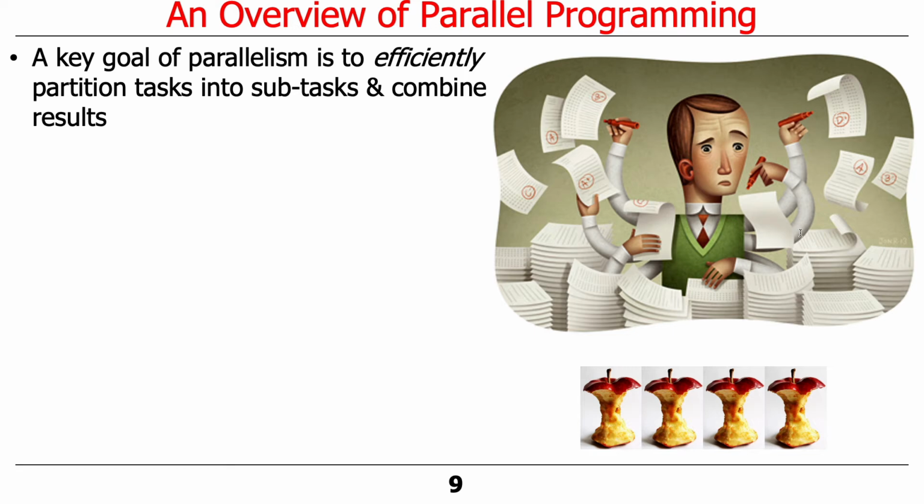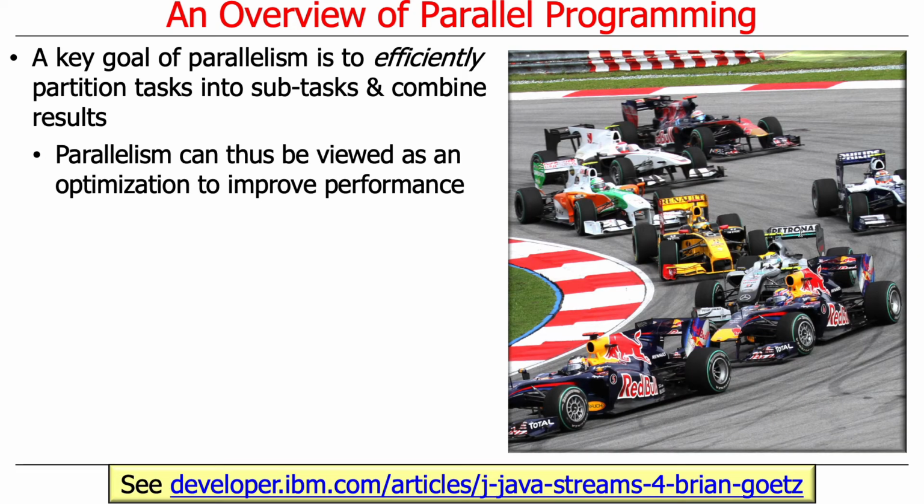The key goal of parallelism is to efficiently partition or split the tasks into subtasks and to efficiently combine them back together again, or join them back together again. If you can't do the splitting and the joining efficiently, well, then it's going to be a little harder. So you can basically think of parallelism as an optimization, the goal of which is to improve performance.